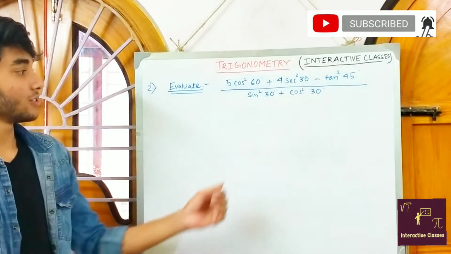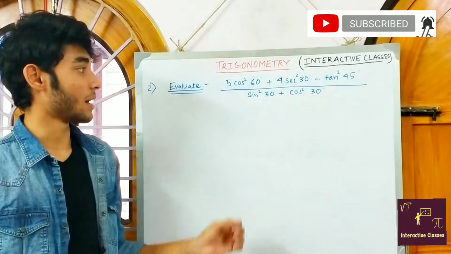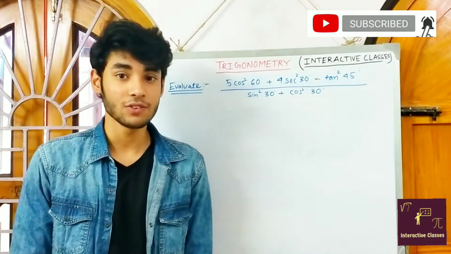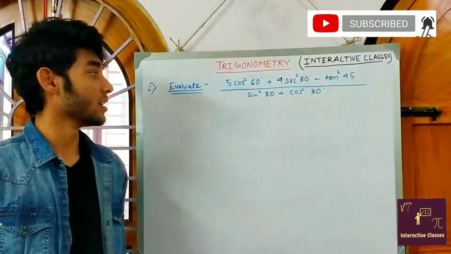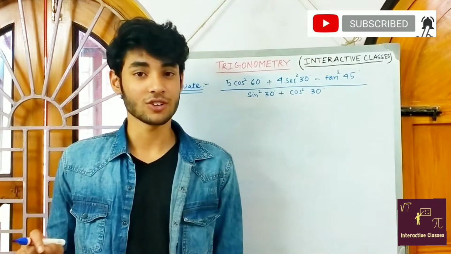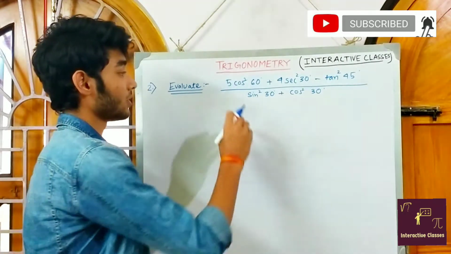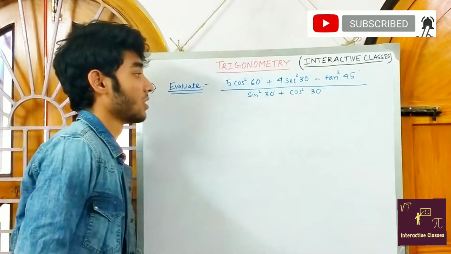But before doing this, I want to say that sin square 30 plus cos square 30 is generally 1, because in the upcoming videos I will be giving you identities in which there will be a formula that sin square theta plus cos square theta equals 1. But since we do not know this formula right now, we will just find the values only. So let's start.